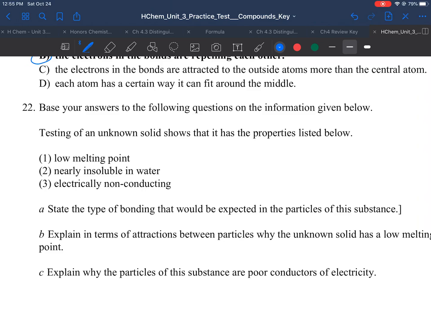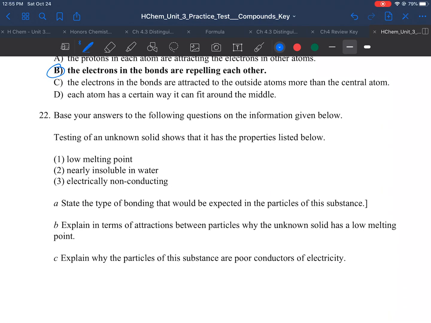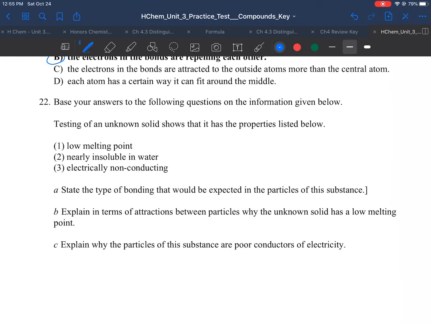Base your answers to the following on the given information. So, if we have something that has a low melting point, likely not ionic, nearly insoluble in water, likely nonpolar, electrically non-conducting, probably covalent. So, the type of bonding we'd expect is covalent. In terms of attractions, well, if it has a low melting point, that means it has weak intermolecular forces.